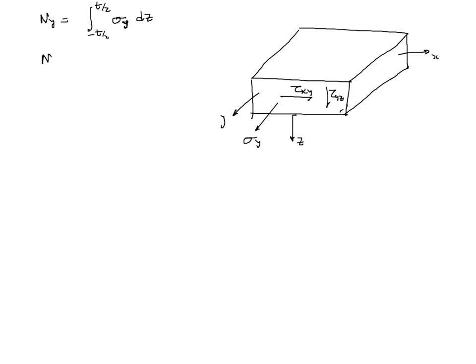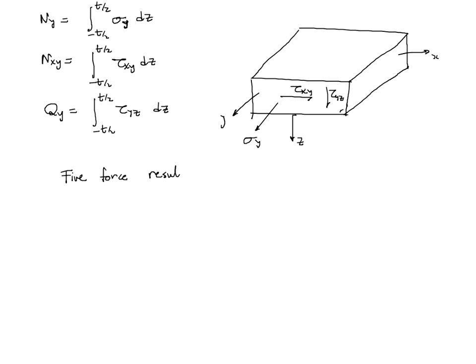Tau xy will give us a shear force per unit length, and there is no new information here. Same definition as before. And we will have out-of-plane shear force per unit length, qy, which is the integration of tau yz dz. So now we are done with all the force resultants. So we have five force resultants, which means that these are forces per unit length.